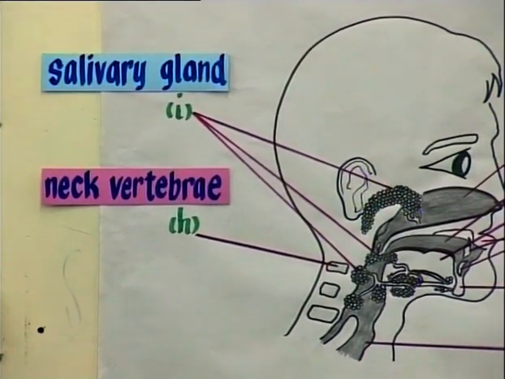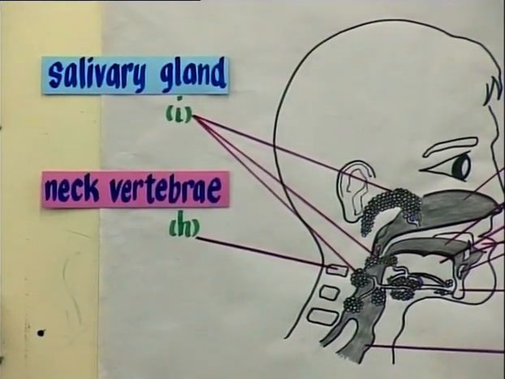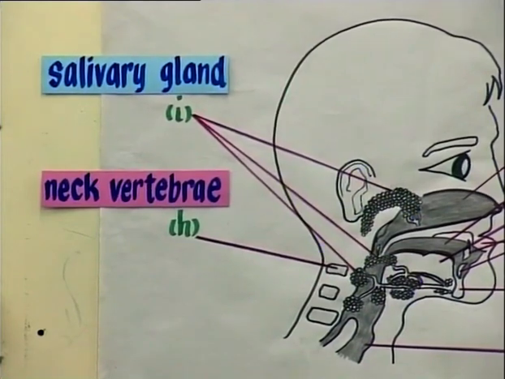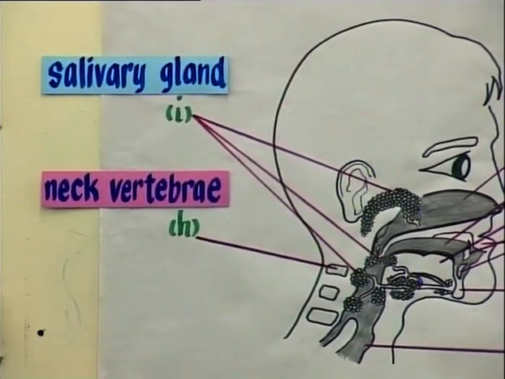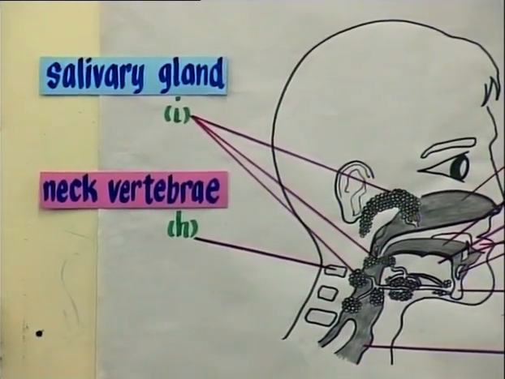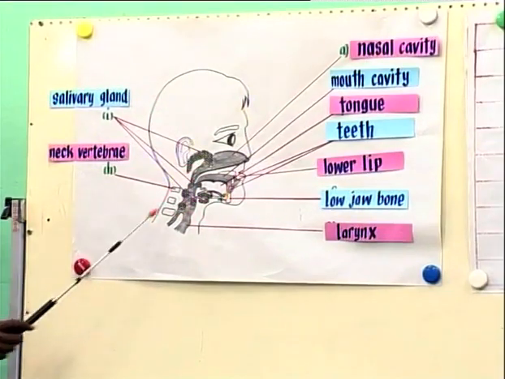In your earlier lessons, you saw different parts of your tongue, and how you can taste something sweet, something sour, something salty, and so forth. That's because of the salivary glands.